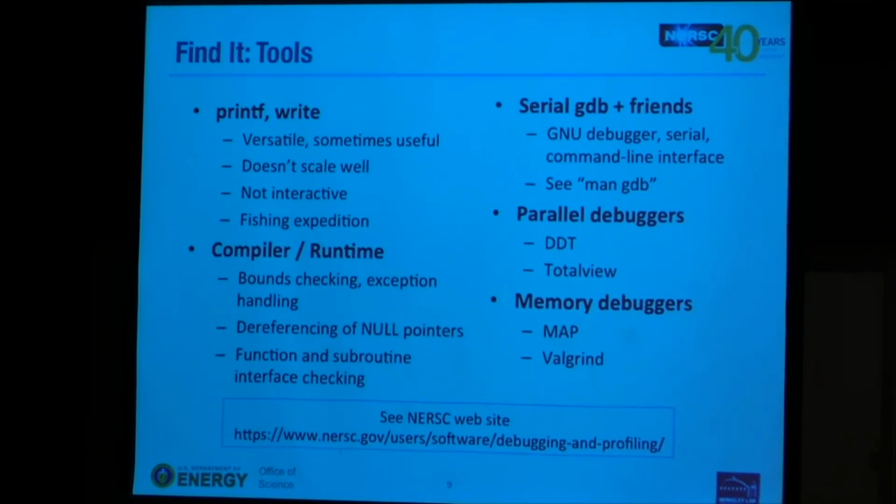So one thing that people don't think about a lot when they're debugging is that the compiler can be your friend. There are flags that will do things like runtime bounds checking on your array accesses. They can trap on divide by zeros, that sort of thing. They can tell you if you're trying to dereference a null pointer. They can also check to make sure that your interfaces and your functions have the right calling sequences and parameters, and that sort of thing.